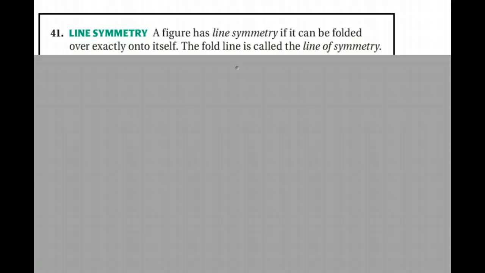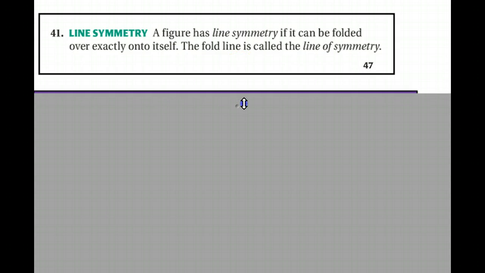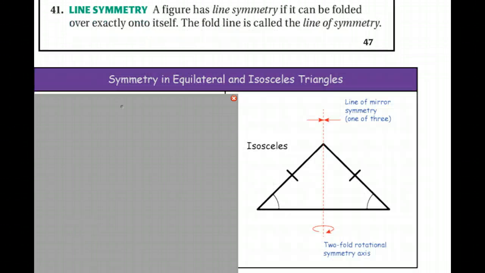And we say a figure has a line of symmetry if it can be folded exactly over onto itself. And that fold line, where it folds exactly onto itself, is called the line of symmetry. So let's take a look at some triangles, equilateral and isosceles triangles. So here we have an isosceles triangle, and we know it's isosceles because it has two sides that are congruent, or we know it's isosceles because it has two angles that are congruent.